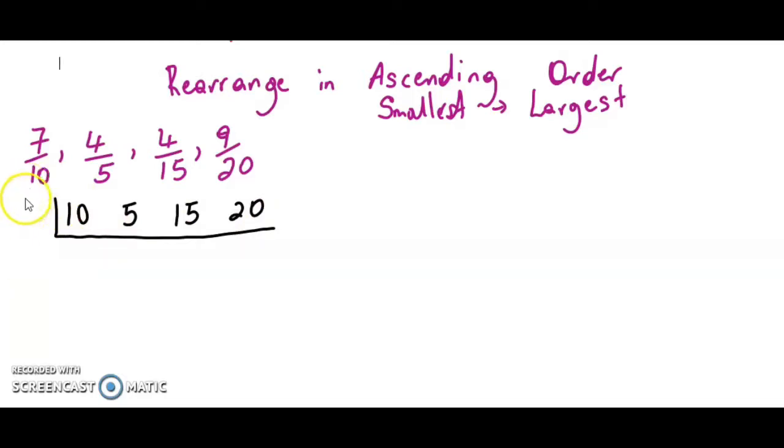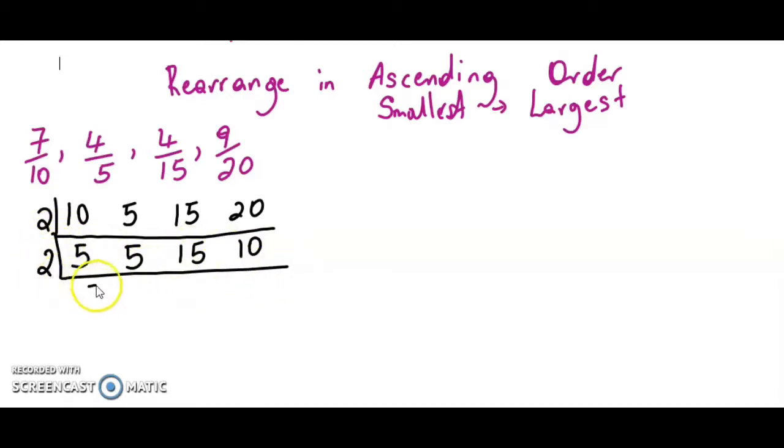I'm going to use the prime factorization method to find my LCM. I'm going to start dividing with my smallest prime number, which is 2. 2 into 10, 5. 2 can't go into 5 without leaving a remainder, so I'm going to write back my number 5. I'm going to write back 15 here. 2 into 20, 10. Can 2 go into any number here without leaving a remainder? Yes, 2 can go into 10. So I'm going to put my number 2, rewrite 5, 5, and 15, and 2 into 10 goes 5 times.